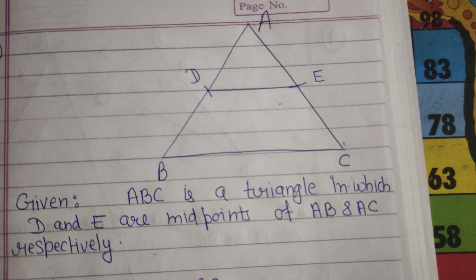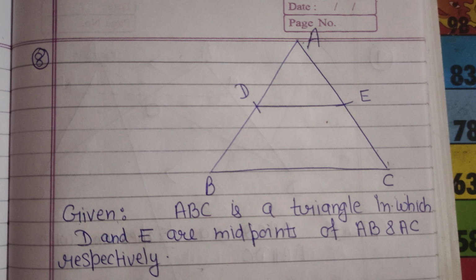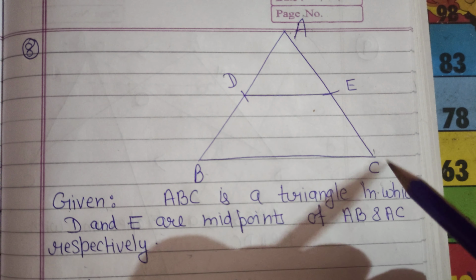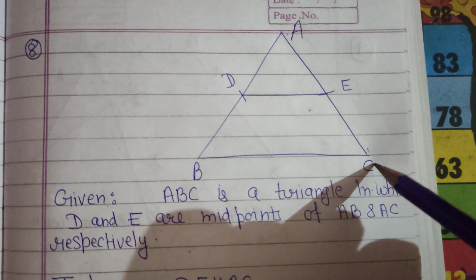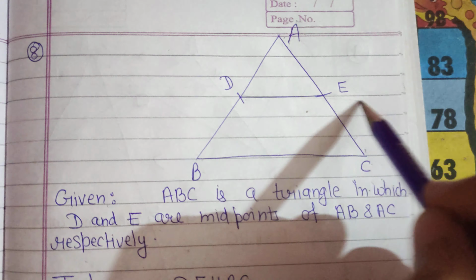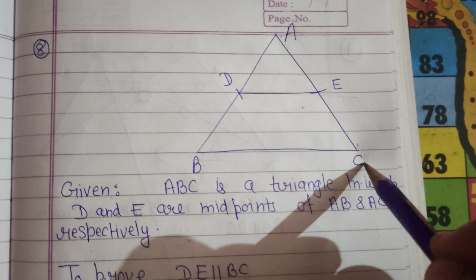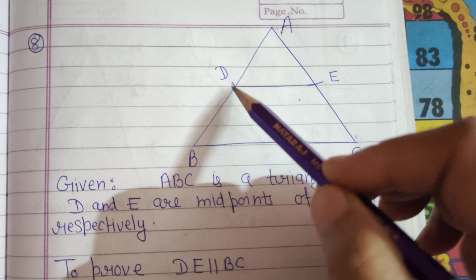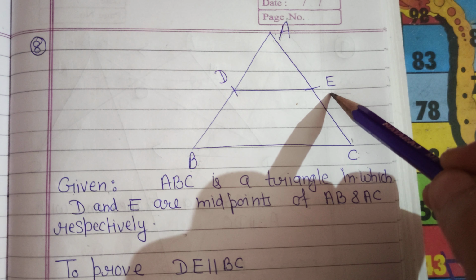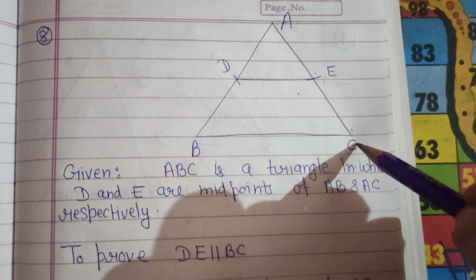And question number 8 is the converse of question number 7. Here ABC is a triangle in which D and E are respectively the midpoints of AB and AC. This time we have to show that DE is parallel to BC. Now if D is the midpoint of AB, then AD is equal to DB. And if E is the midpoint of AC, then AE is equal to EC.